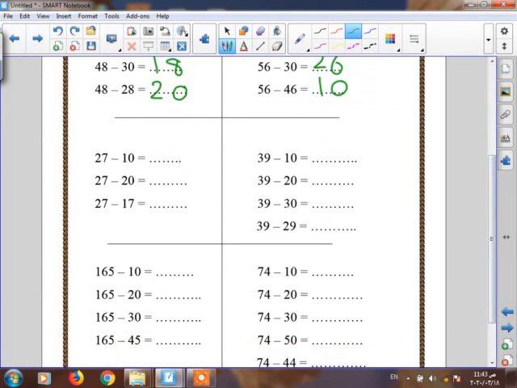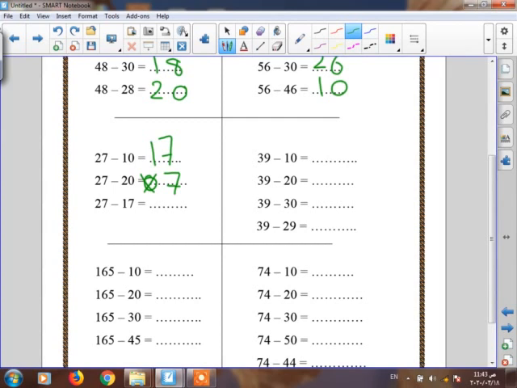For the next group, 27 minus 10. Here I take 1 from the tens. So the answer is 17. 27 minus 20. What I do, Junior, I will take 2 from the tens. So I have 7 in the ones and 0 in the tens. And the 0 on the left has no value.